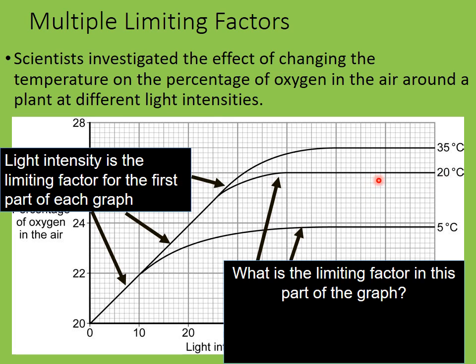So for this one as well, as we go from 20 to 35, increasing the temperature increases the rate of photosynthesis, not as much as from 5 to 20, but it is still the limiting factor for certainly the first part of this graph. And this later part, then it might be something else. So it could be carbon dioxide, or maybe we go back to light intensity being the limiting factor.